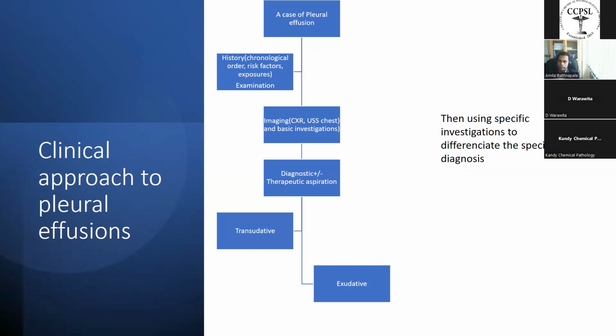So basically, we initially take a history, examine the patient and do imaging, and then do a diagnostic aspiration with or without therapeutic aspiration. Initially, we differentiate into either transudative or exudative effusion. And after that, we use specific investigations to diagnose the specific condition.